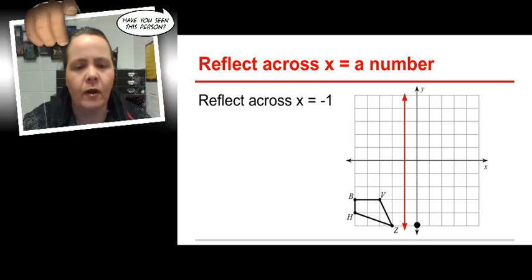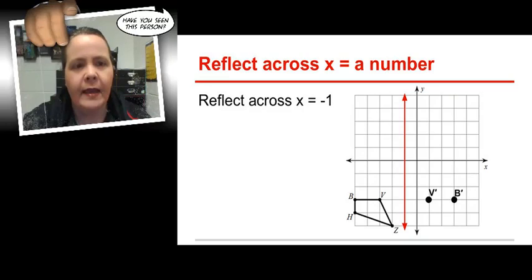And I'm going to start with Z. Z is 1 unit from that red line that we drew in there, x equals -1. So I need to go 1 unit to the other side of that line. And that point there is, let's start with V. V is 2 units from Y, and if I go 2 units to the other side, then I have the point V prime.